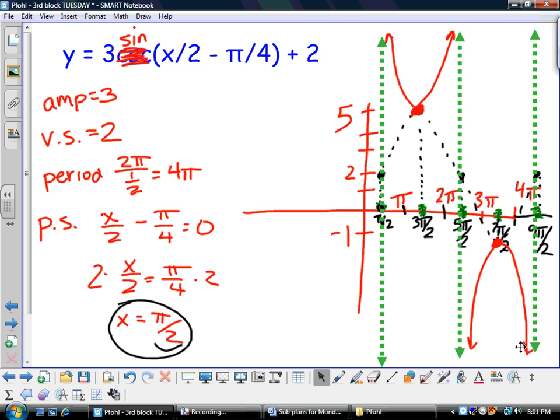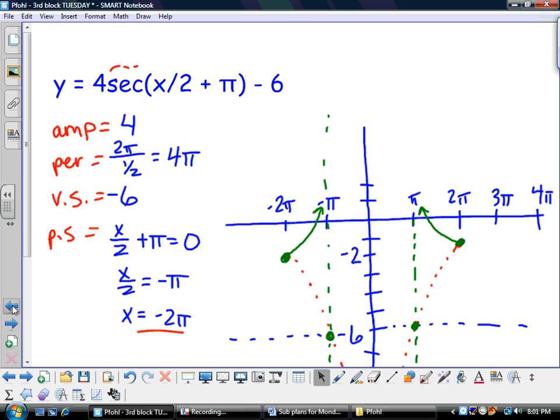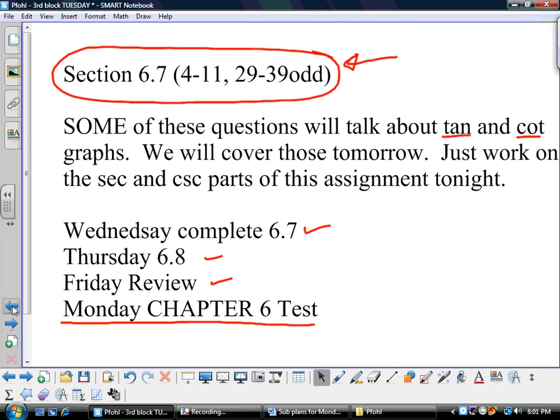We'll talk about tangent and cotangent tomorrow. For tonight, do the secant and cosecant parts of that assignment, and I'll be back in class tomorrow. Otherwise, I can see you in this room at 7 o'clock tonight if you need some extra help.